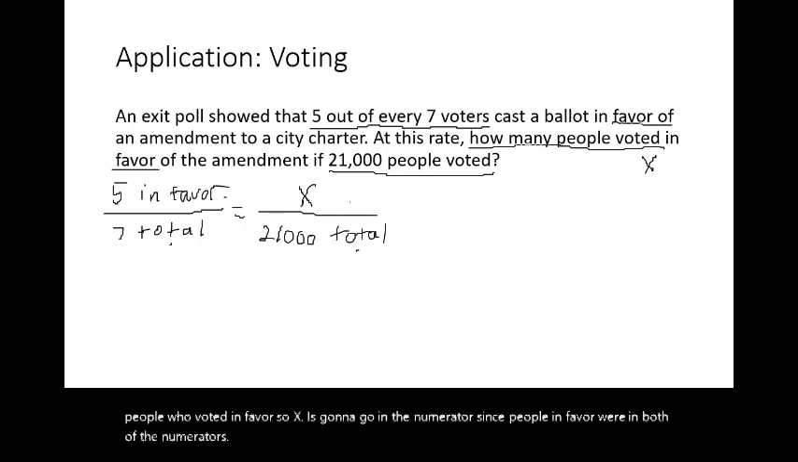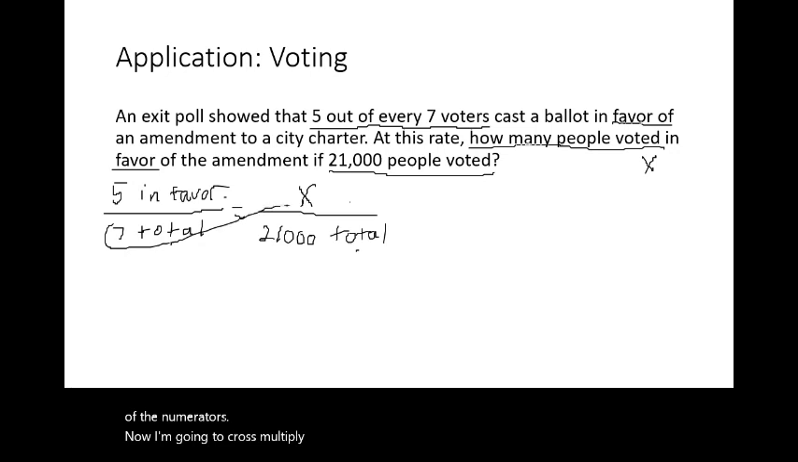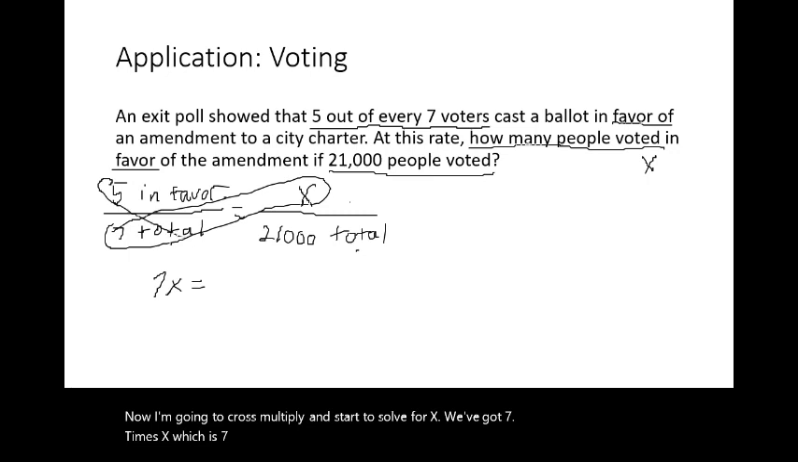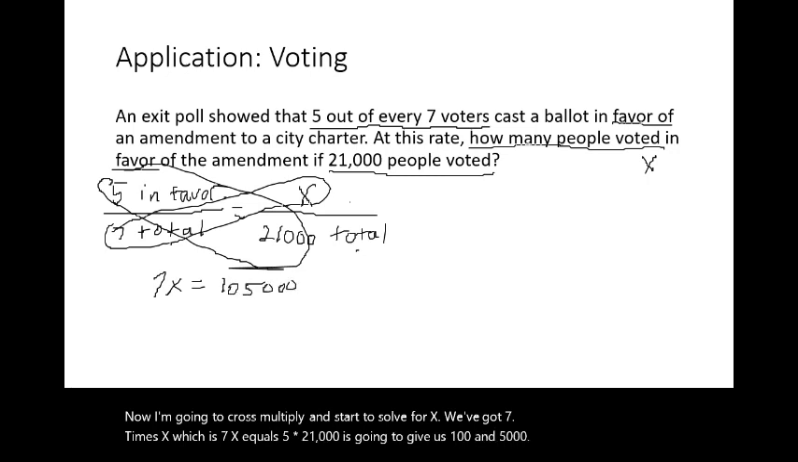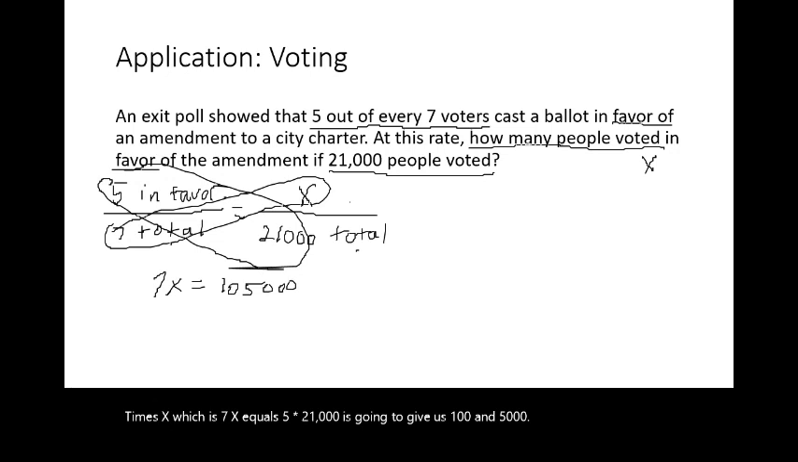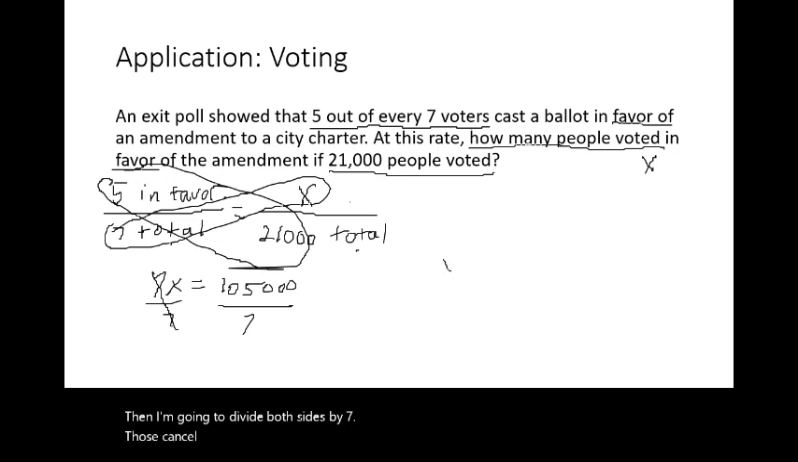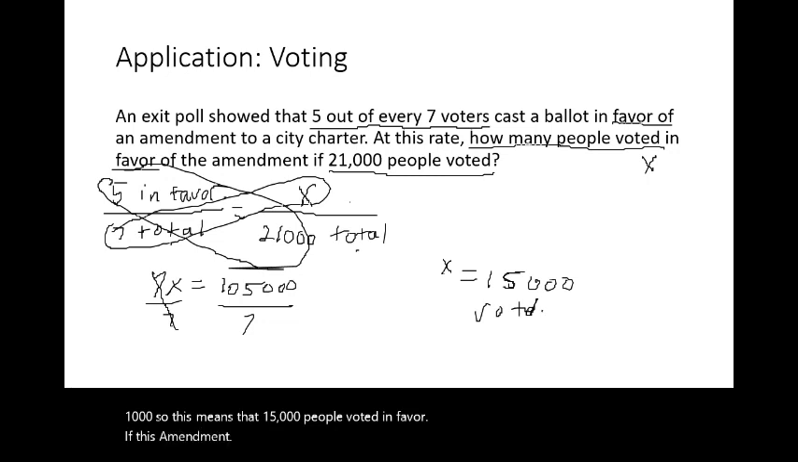Now I'm going to cross multiply and start to solve for X. So we've got 7 times X, which is 7X, equals 5 times 21,000, which is going to give us 105,000. Then I'm going to divide both sides by 7. Those cancel out, giving us X equals 15,000. So this means that 15,000 people voted in favor of this amendment. So 15,000 voted in favor.